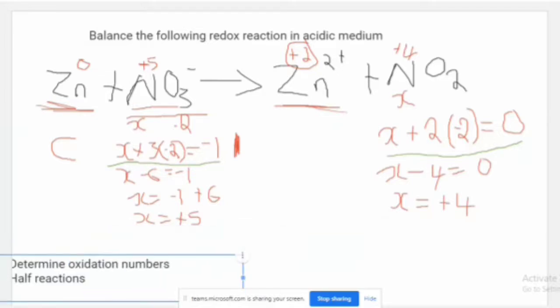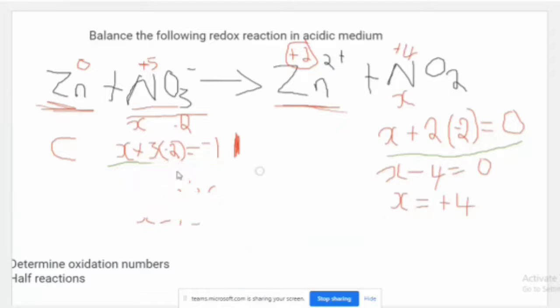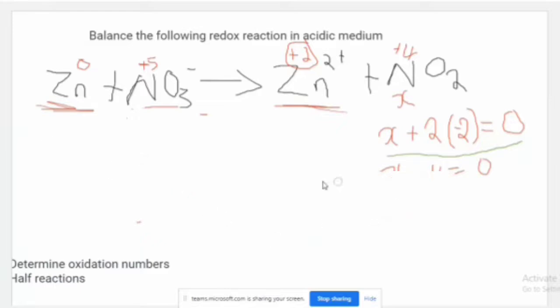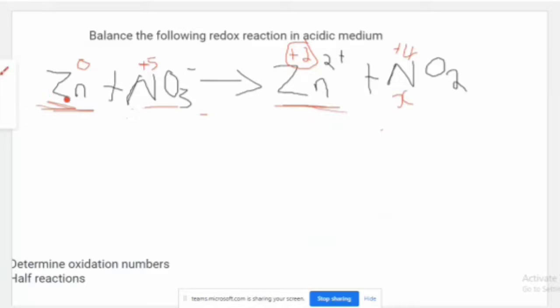I need to move this side. Then I'll need to create some space here so that we can write some stuff. So I'm just removing these things here. So let's look at zinc. Zinc, this side has an oxidation number of 0. Then this side, the oxidation number is +2. Can you see that?